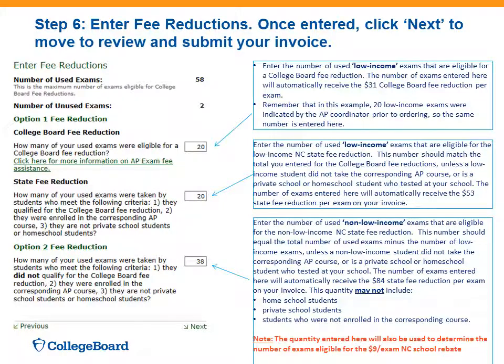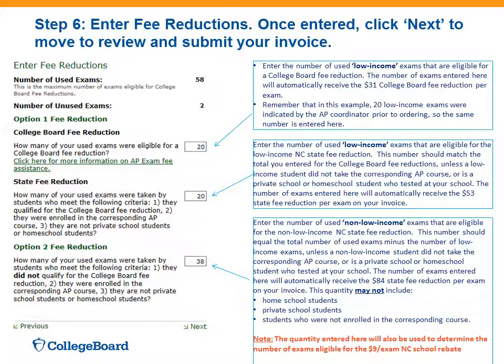Okay, now step 6 is where we find differences this year for North Carolina. So this is very specific to our state. This will differ from what you've done in the past. So this is really where this webinar comes in to help hopefully clarify this for you.